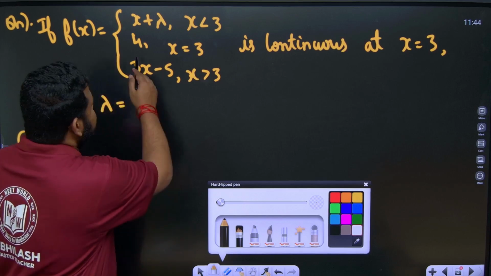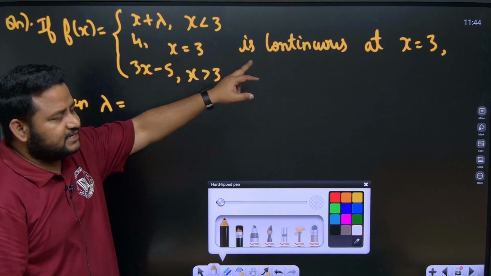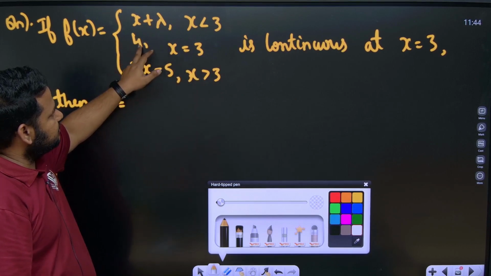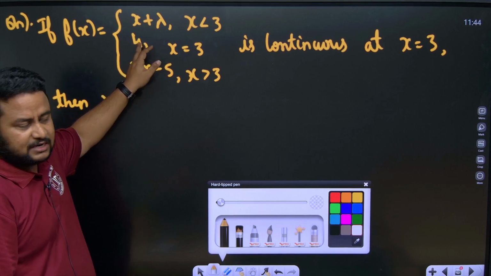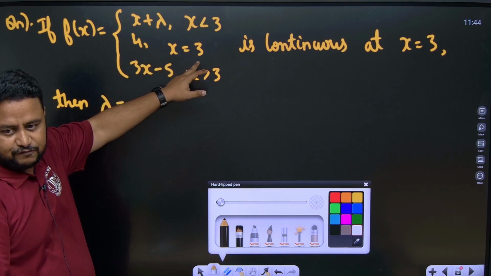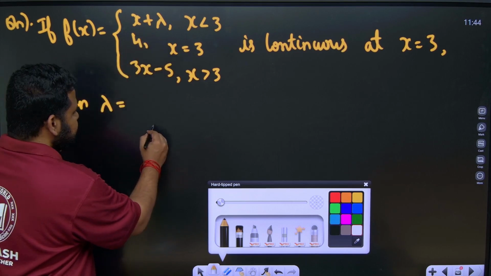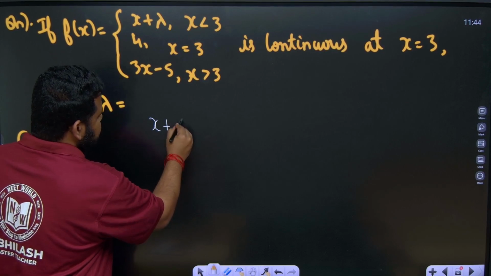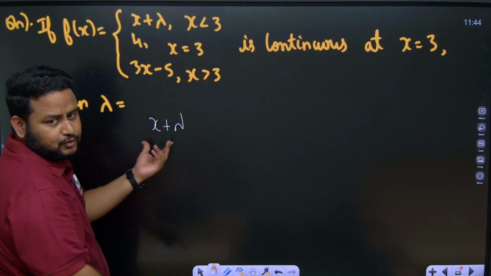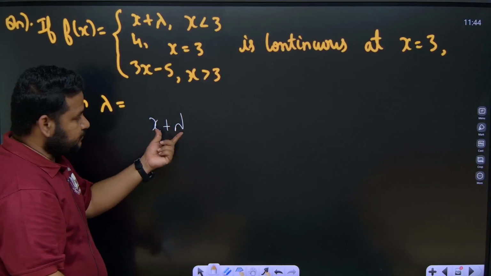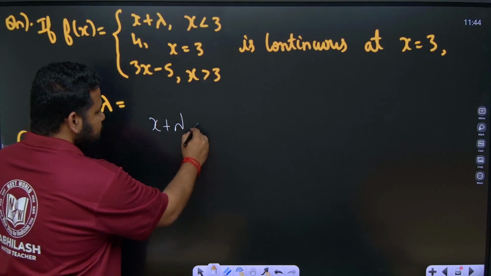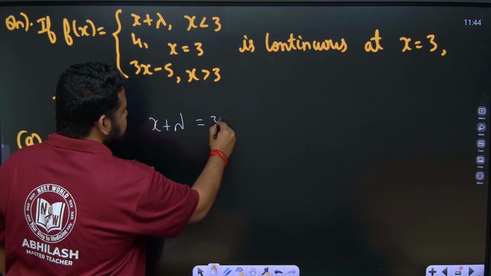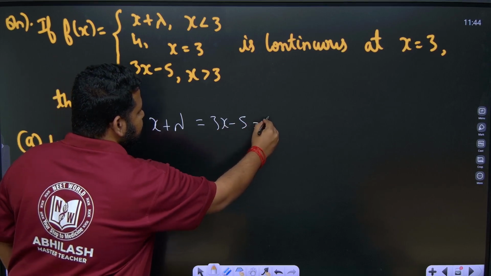Now see here, they are asking us to find lambda such that f is continuous at x is equal to 3. This is the left-handed limit, this is the right-handed limit, and this is the value, that is f of 3, which is nothing but equal to 4. So the left-handed limit is x plus lambda. If x is less than 3, you have to put x is equal to 3. This will be equal to the right-handed limit, that is 3x minus 5, and this will be equal to 4.